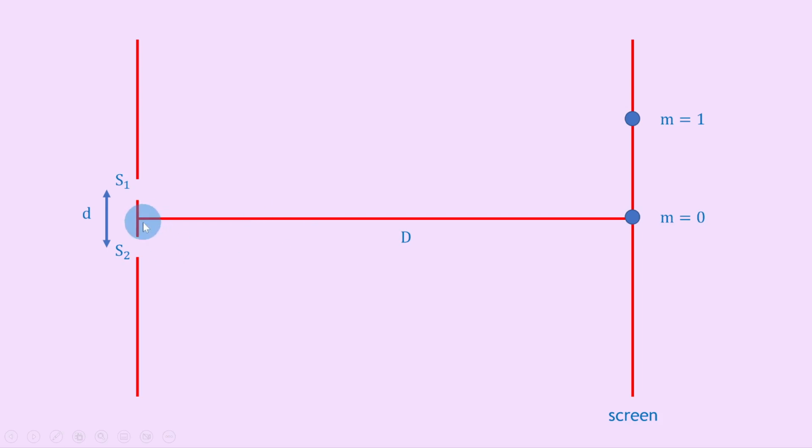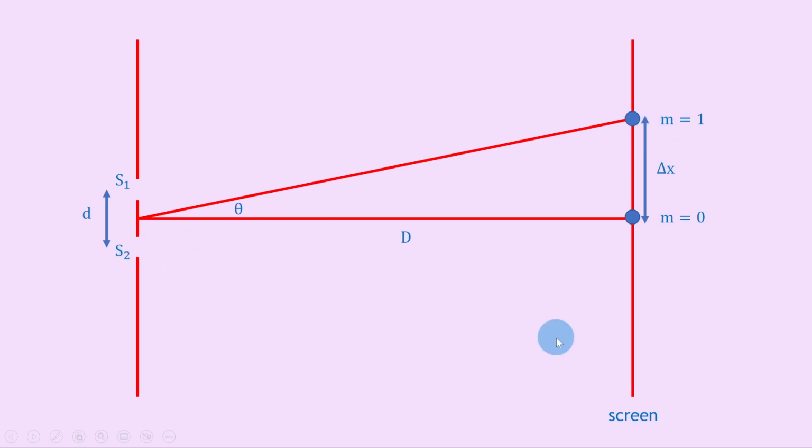And let's draw a line from the middle point between the two slits up to this point m equals 1 so that we can draw the angle to the maximum. And the distance between these two adjacent fringes is known as the fringe separation, which we're calling delta x. What we can then do is look at how the light will travel from slit S1 to the point m equals 1 and from slit S2 to the point m equals 1. And let's use dashed lines to do that. So from slit S1 to m equals 1 we have this line here, and from slit S2 to m equals 1 we have this line here.